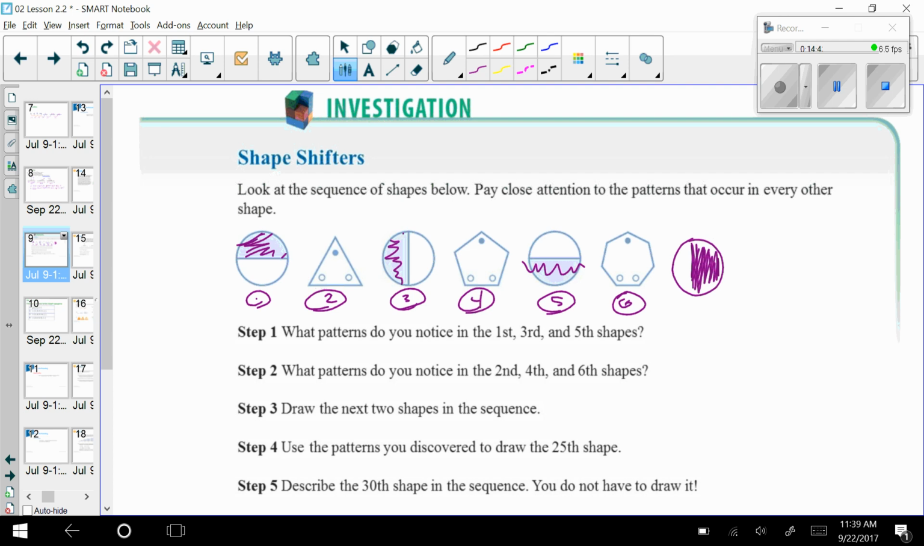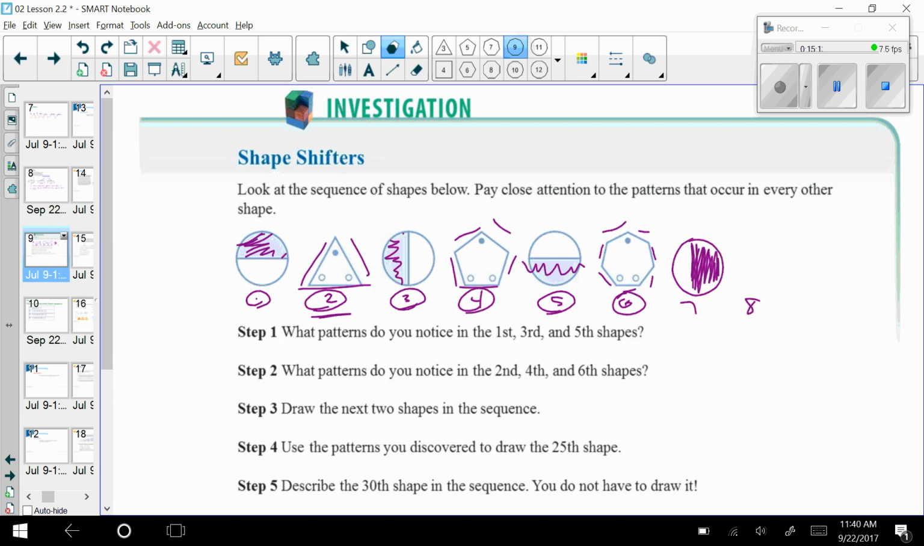So what do you think about the 8th pattern in the sequence? How many sides is it going to have? So if shape 2 has 3 sides and shape 4 has 5 sides, and shape 6 has 7 sides, then shape 8 would have 9 sides. And I'm going to cheat and use my nonagon figure.